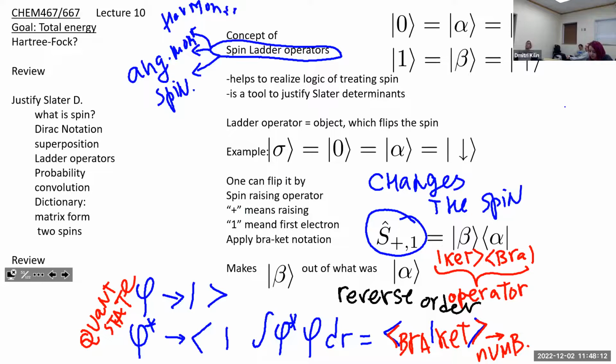Now, if we want to switch from down to up, we need to design operators, which are composed as bra times ket. Vectors, instead of row by column, we formulate it as column times row.